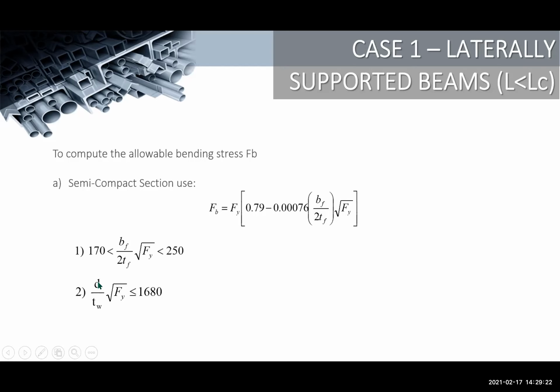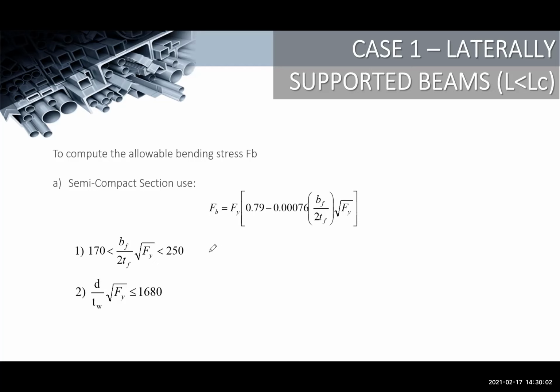Yung D over TW, no, D is the depth of the section, TW is the thickness of the web. So meron naman siyang mga subscript that will indicate kung ang tinutukoy ba is sa flange or sa web ng section. Wag lang ma-confuse. Kung ito yung I section natin, di ba? Web po is, ito yung web natin. Ito yung web. Ito naman yung flange. So, wag nyo lang ma-interchange. Mali talaga kayo.